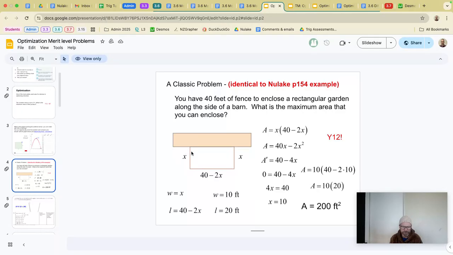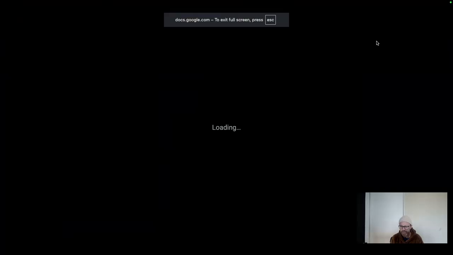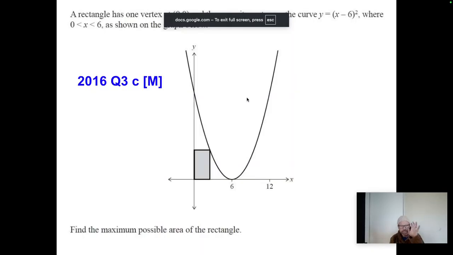And now you have the two sides of it because you're after area. So length times width. So that times that gives you the expression for area. Expand, differentiate, put equal to 0, and test it. Okay. This is good. If you were to play the slideshow, this is a classic merit level. It's an easy merit optimizing problem.